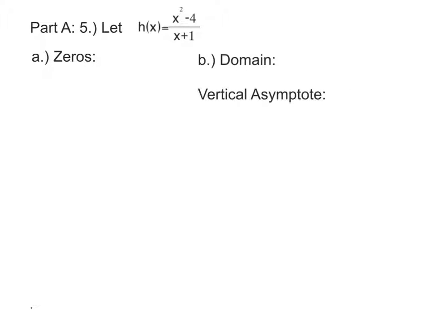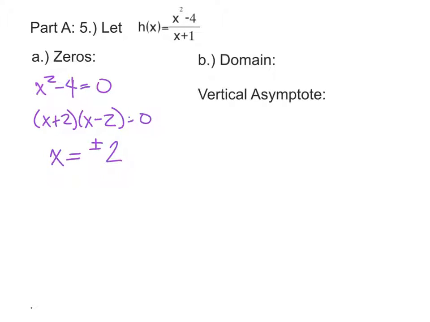Again, with h of x, we're going to try and graph it. So first find the zeros, which means taking the numerator x squared minus 4 and setting it equal to 0. We can factor that into x plus 2, x minus 2 equals 0, and we see the two zeros happen when x is either negative or positive 2.